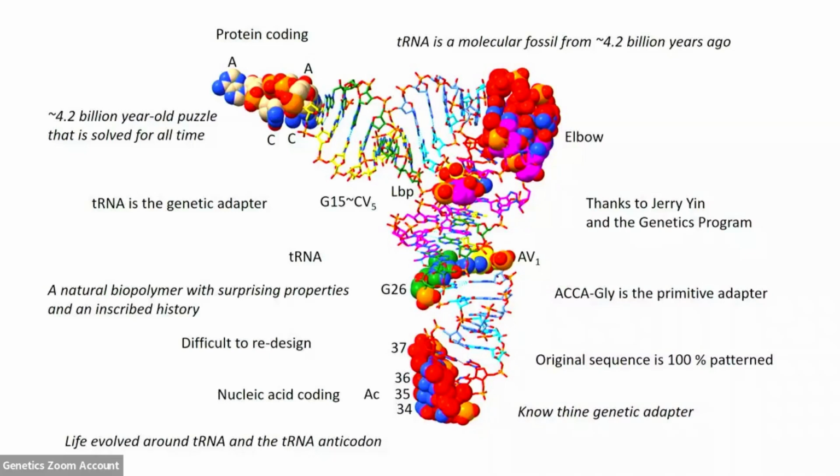It's really difficult to redesign this molecule. So if you want to improve on the genetic adapter on Earth in order to create a master race, let's say, that's actually a difficult problem. It's hard to redesign, for instance, this loop, which I'll describe in some detail. Life evolved around tRNA and the tRNA anticodon. I'm going to say that ACCA-Gly is the primitive adapter.